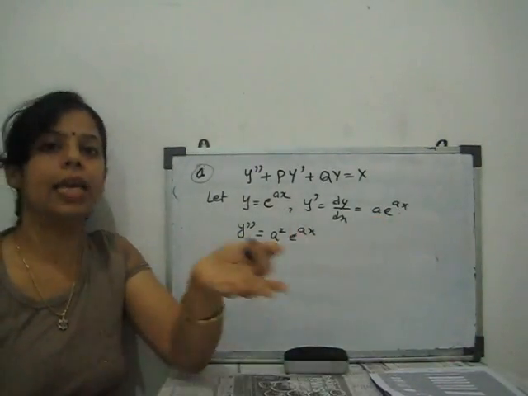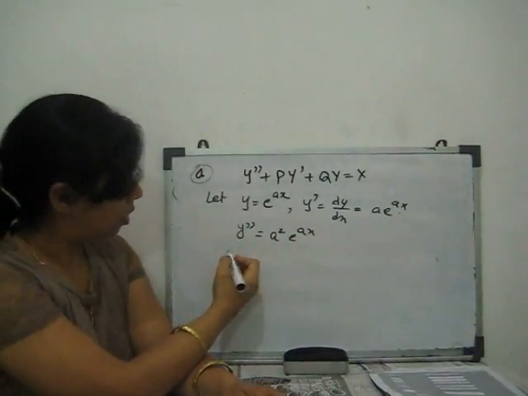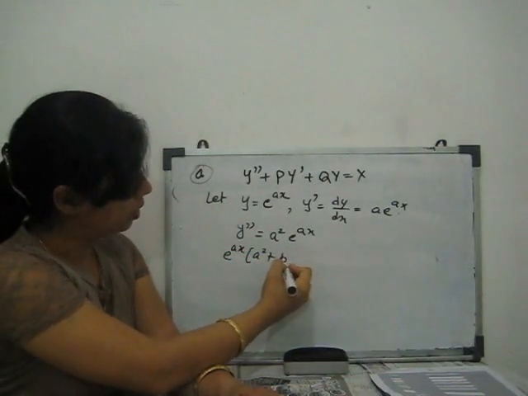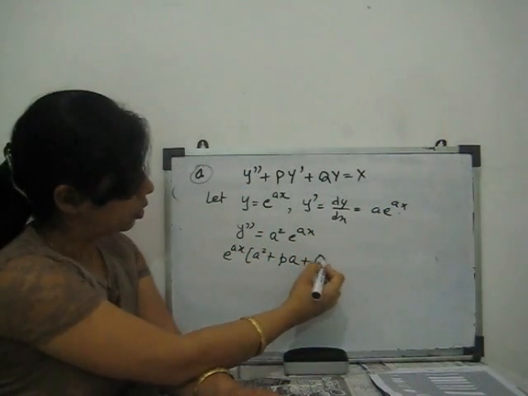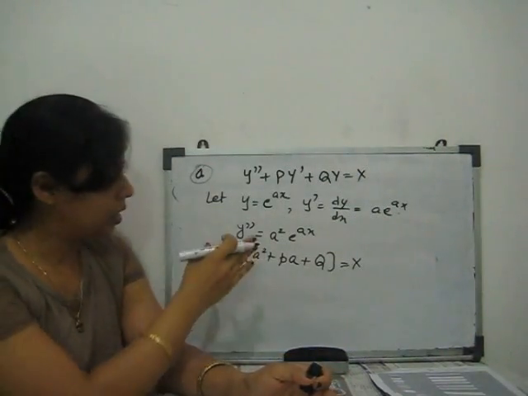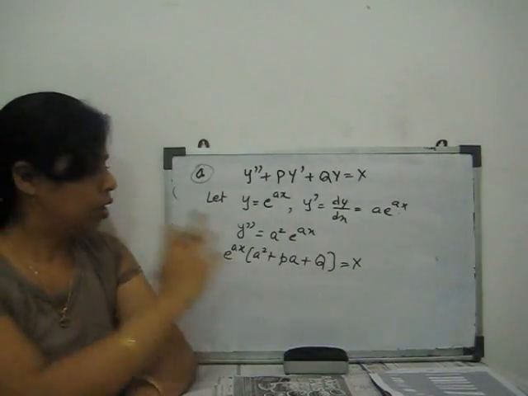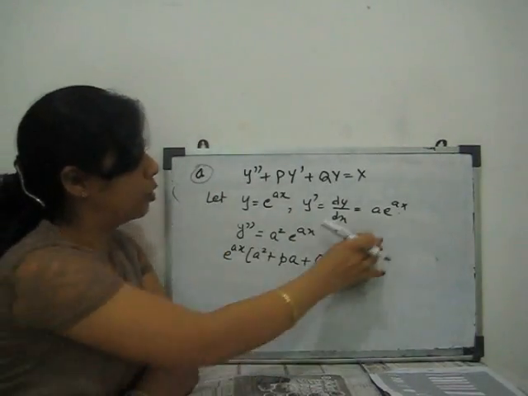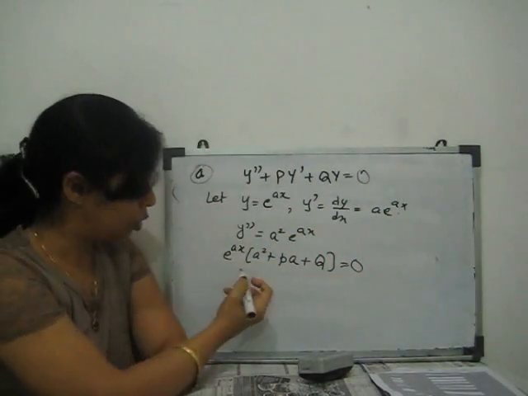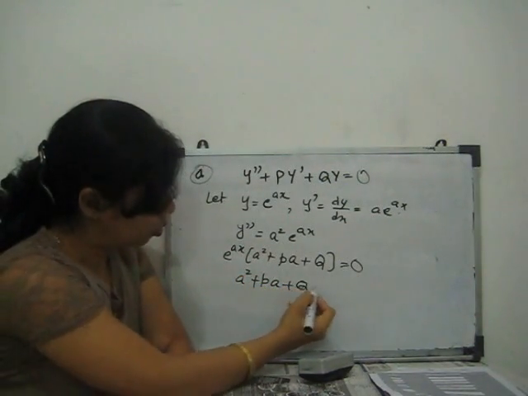Here a is any constant. When we substitute these values here, what does our equation become? e to the power ax times a square plus pa plus q equal to x. Clear? If this equation is satisfied, it means this becomes 0. So this becomes 0 if we talk about the complementary function. So we can say a square plus pa plus q equal to 0.